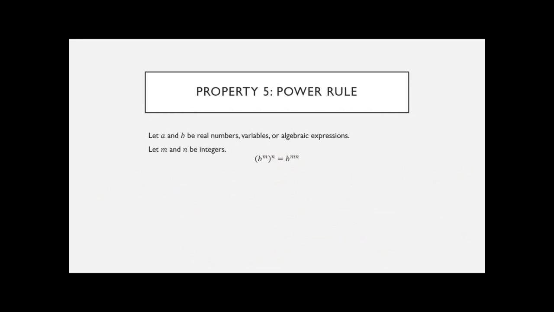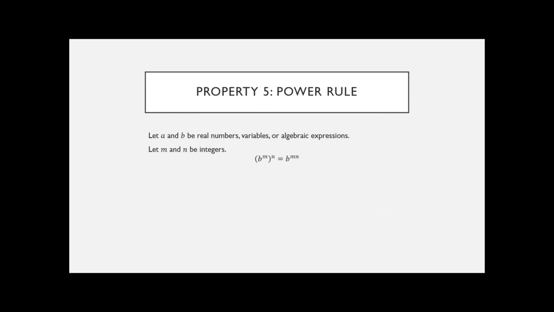So this next one we have is the power rule. And this is when you have an exponent and then another exponent. So you're taking an exponent to an exponent. You can see that I've got b to the m to the n. So there are 2 exponents there. The rule there is that you multiply them together.